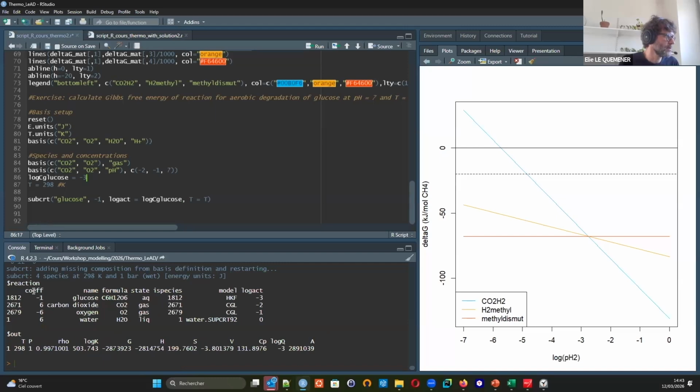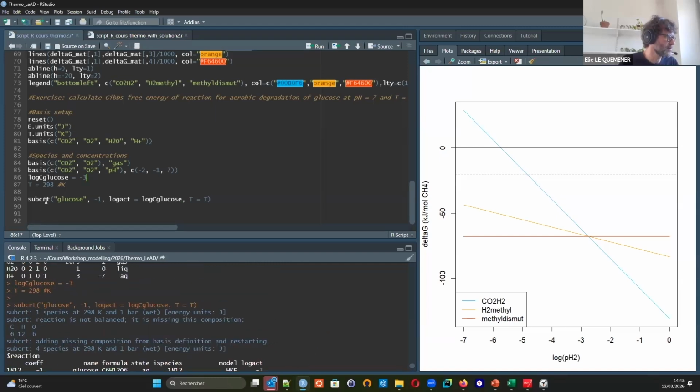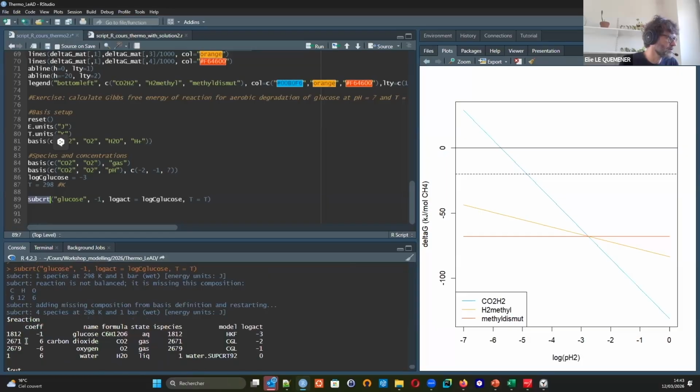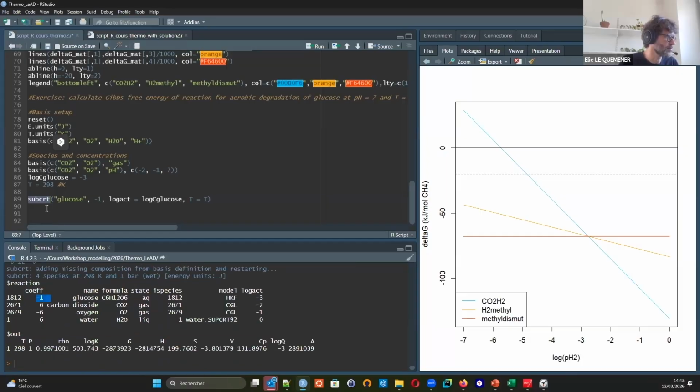So you see that when I run the subCRT function, it gives me the reaction, with minus 1. So what I say is just I want the reaction that consumes 1 molecule of glucose. And it tells me, okay, for 1 molecule of glucose, you also consume 6 molecules of oxygen, and you produce 6 carbon dioxide and 6 water.